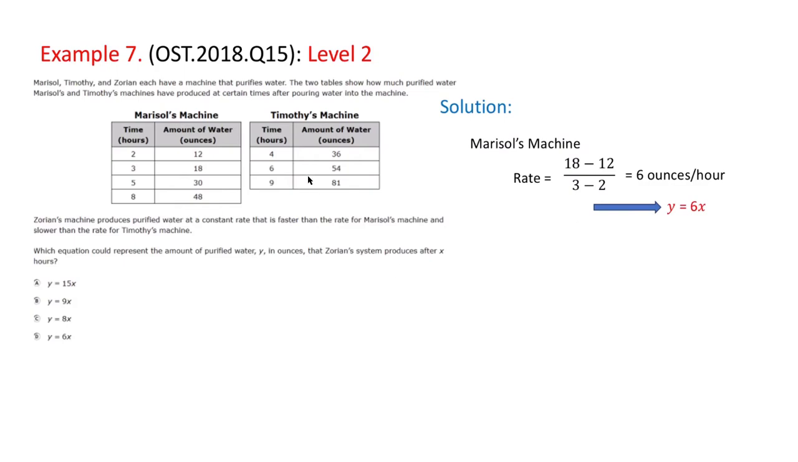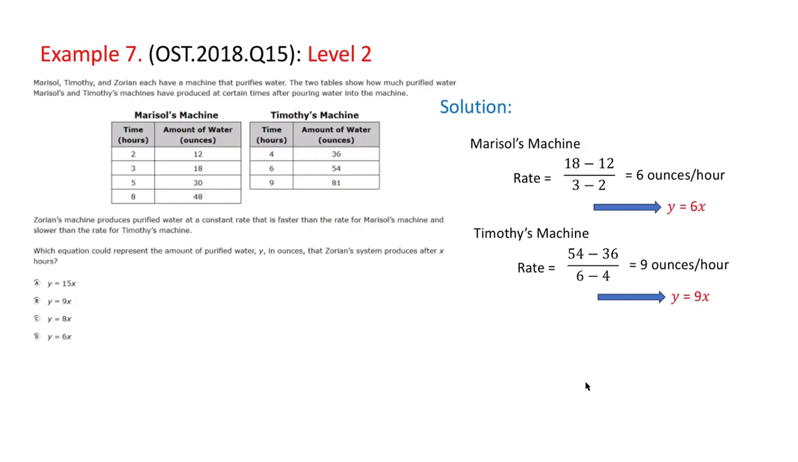This one here, we do the same thing. 54 minus 36 divided by 6 minus 4. You get 9 ounces an hour, and the equation will be y = 9x. You can check it out. When x is 4, 4 times 9 is 36. When x is 9, 9 times 9 is 81. We're all good so far.